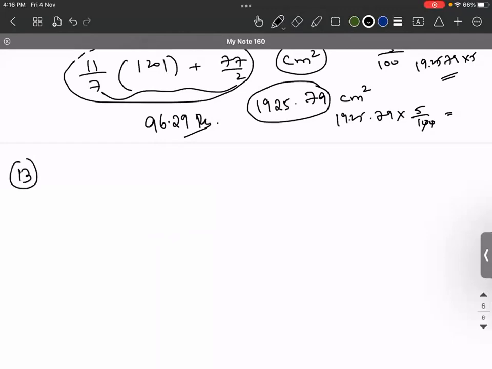So 13th, a very big question. A toy is in the form of a right circular cylinder with a hemisphere on one end and a cone on the other end. The height and radius of the base of the cylindrical part are 13 centimeter and 5 centimeter respectively. The radius of the hemisphere and the base of the conical part are the same as that of the cylinder. Calculate the surface area of the toy if the height of the cone is 12 centimeter.